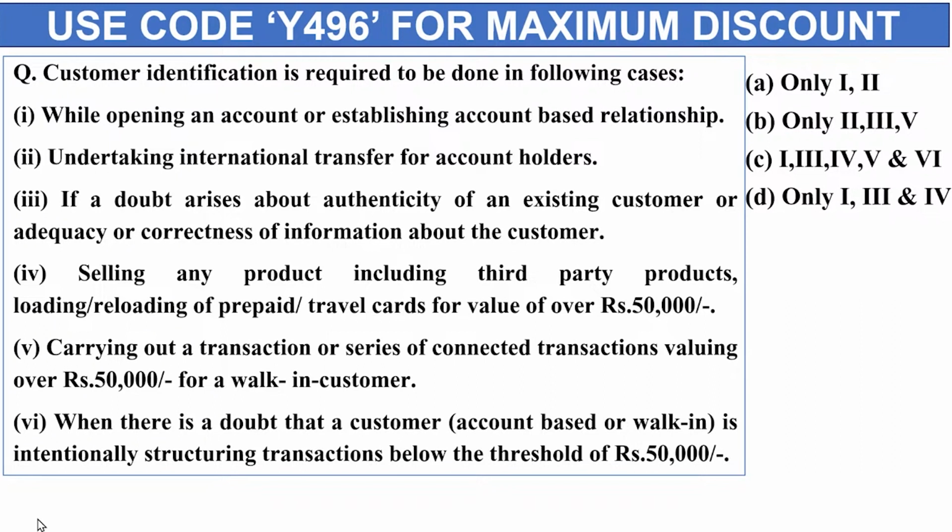The options are: only 1 and 2, only 2 and 5, only 1, 3, 4, 5, 6, and only 1, 3, and 4. Out of these six conditions, in which is it mandatory? The answer here: first, in case of opening an account; second, in case of doubt about authenticity; third, in case of selling any product including third-party products; fourth, carrying out a transaction or series of connected transactions; and sixth, when there is a doubt that a customer is intentionally structuring transactions, so that due diligence will not be done. So in all these cases, but not undertaking international transfer for account holders. The right answer is first, third, fourth, fifth, and sixth. The right option will be: all except the second statement.